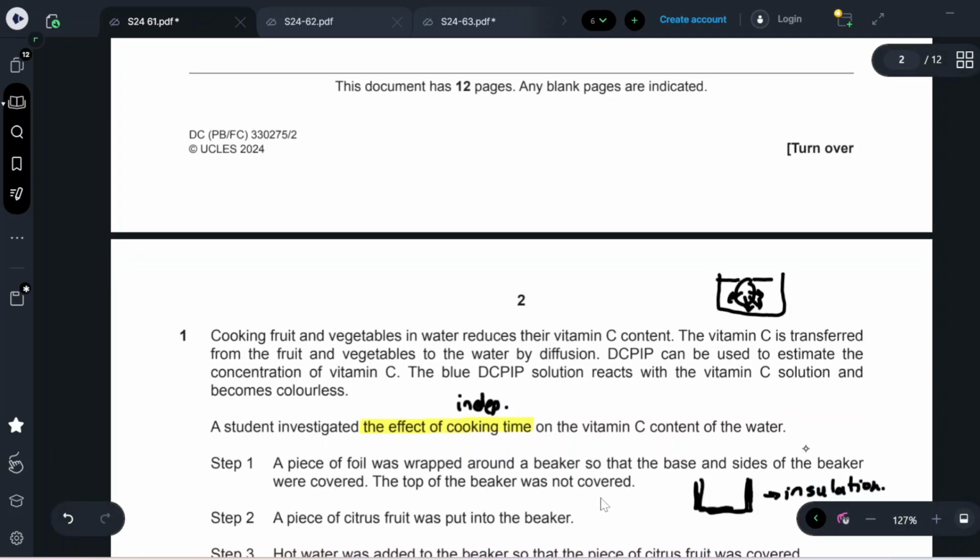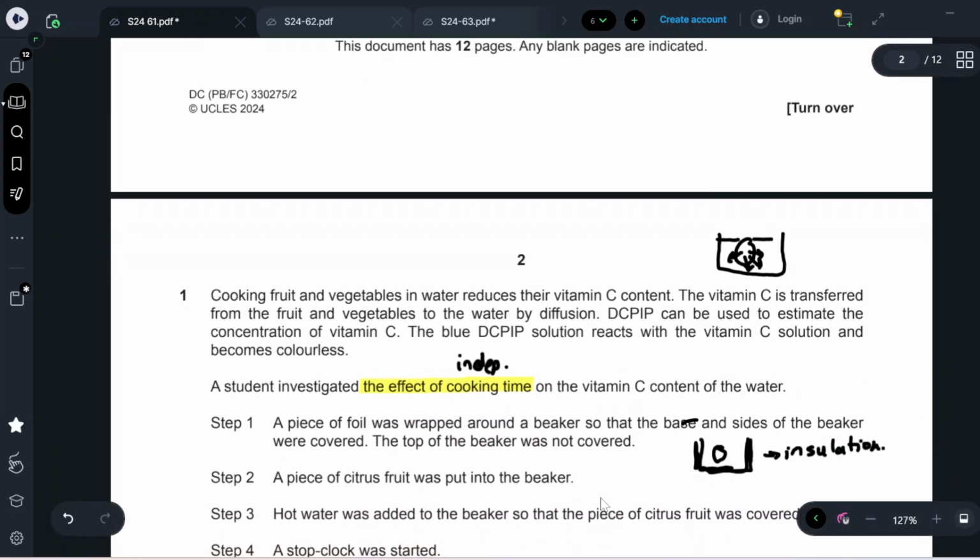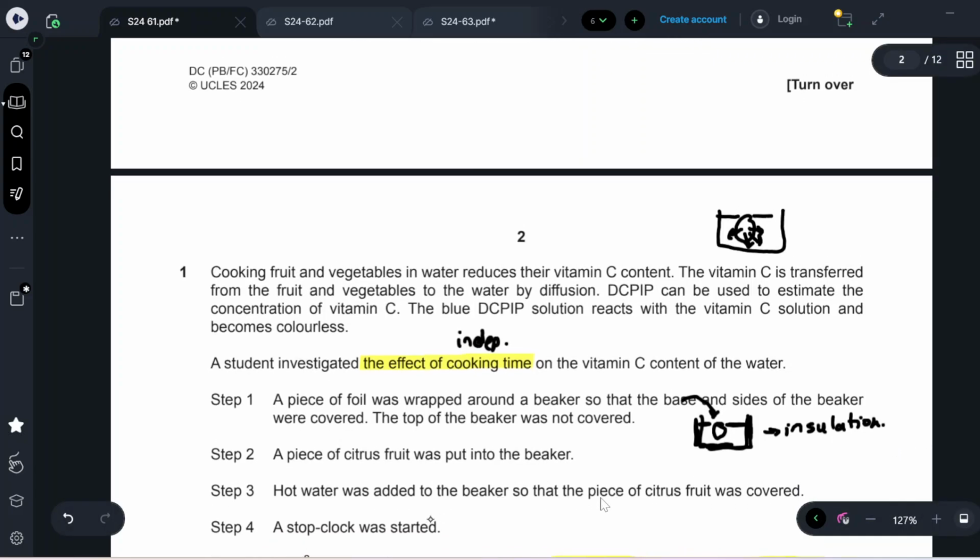A piece of citrus fruit was put into the beaker. The hot water was added. I added hot water to the beaker so that the piece of citrus fruit was covered. And a stop clock was started. Okay.